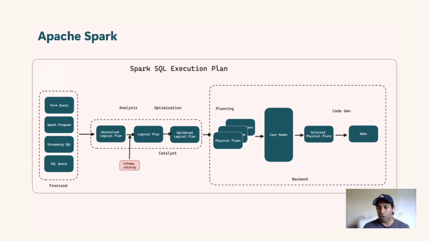So coming back to Autotune, it specifically sits in between the optimized logical plan and the physical planning steps. Once we finish the optimized logical plan, we use this plan to figure out the best configurations, inject those configurations into the plan, and then proceed with physical planning and query execution.